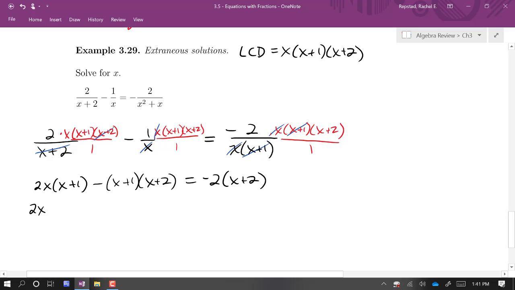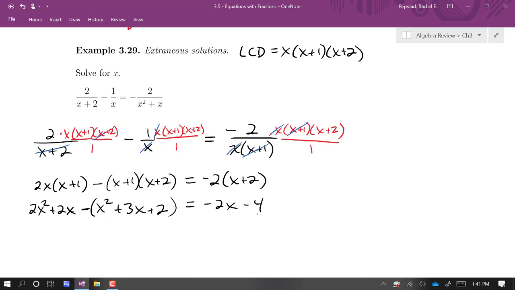Here we've got 2x squared plus 2x. In the middle, I'm going to do this in 2 steps just to try to avoid sign errors. So I'm going to subtract off what I get when I FOIL this out. x squared plus 2x plus x is plus 3x plus 2, equals negative 2x minus 4. Okay, so now I'm going to distribute that negative.